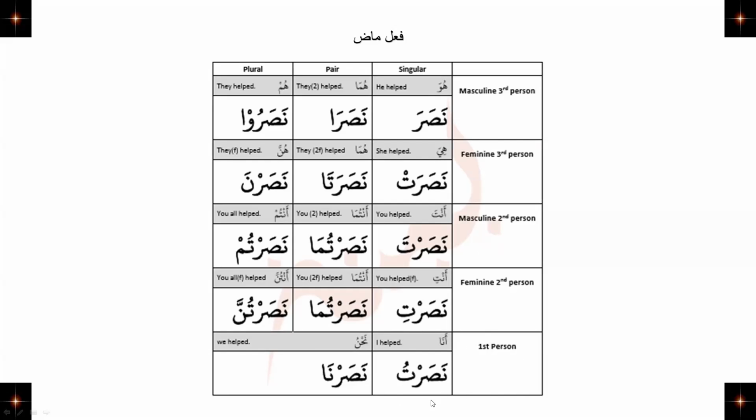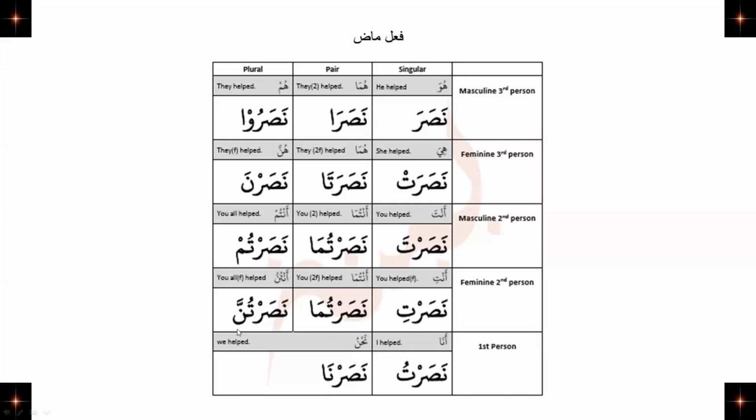So the masculine will say, ana nasartu, I helped. Both male and female can say that. And nahnu nasarna, both male and female can also say nahnu nasarna. And those two, female and male, can either be two of them, a pair, or plural if there are many. They still say nasarna. So nahnu ithnain nasarna, wa nahnu akthar min ithnain nasarna.